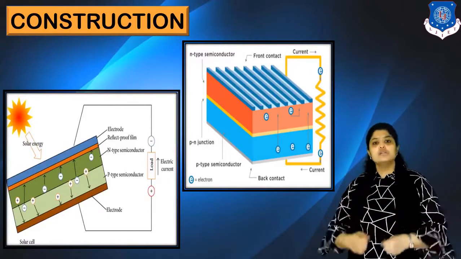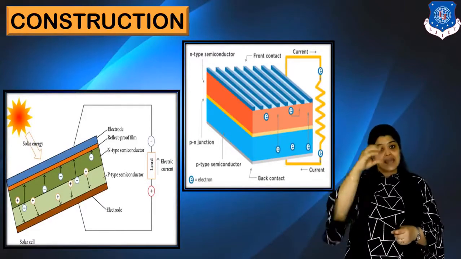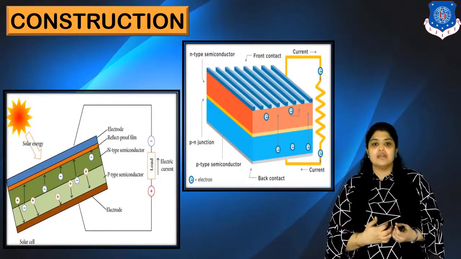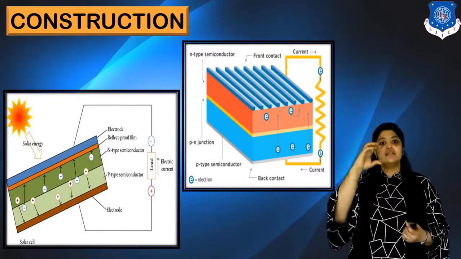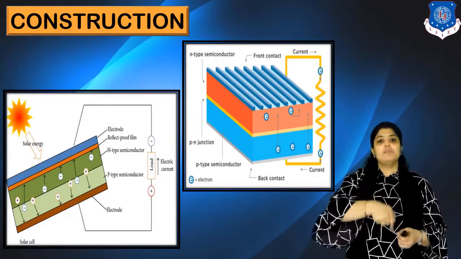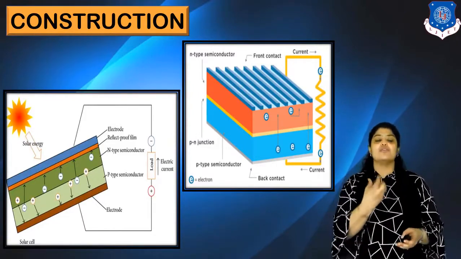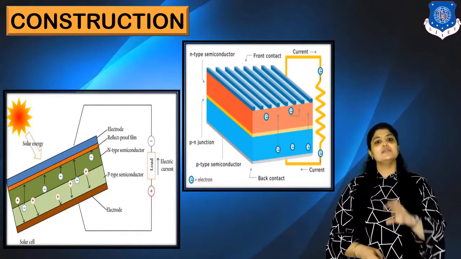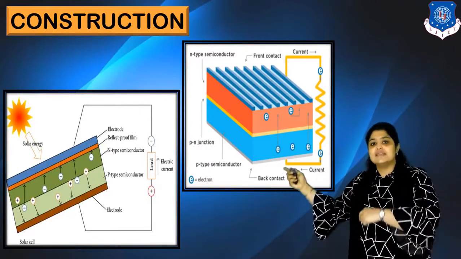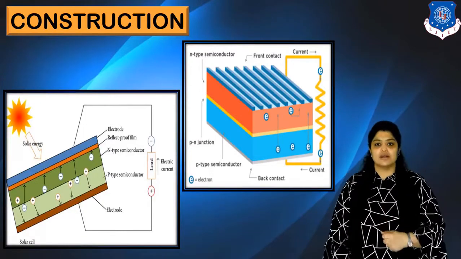Also, I would like to say that the N layer on the top has less thickness compared to P. Because if the thickness of N is more, what will happen? The sunlight won't be able to penetrate the junction and release electrons from within. So that is the reason one of the layers is kept of less thickness. So this is exactly how a solar cell is constructed.